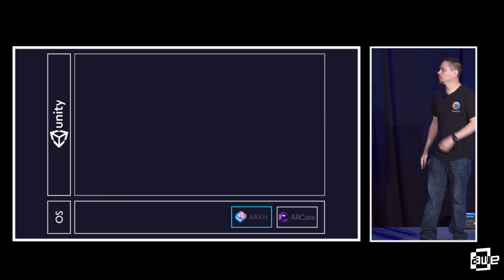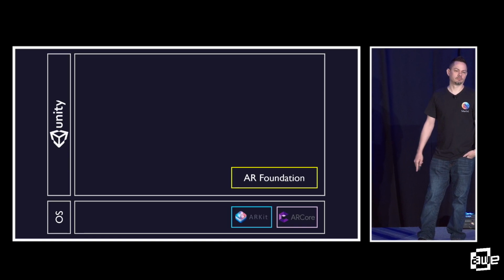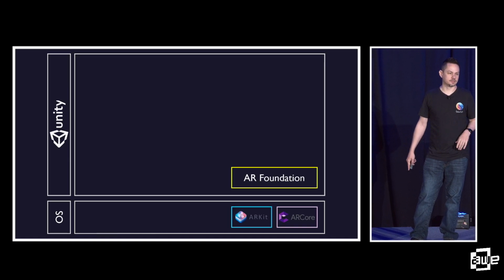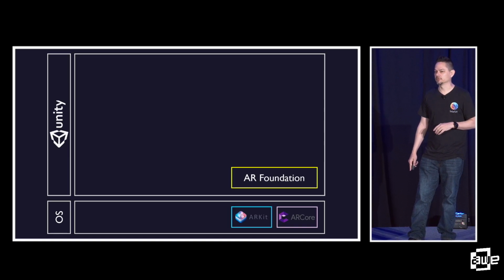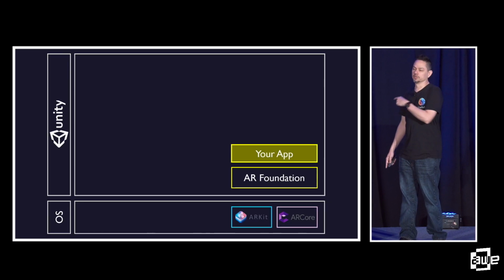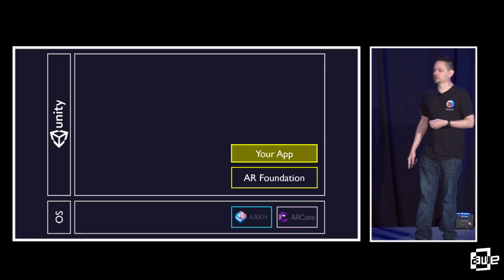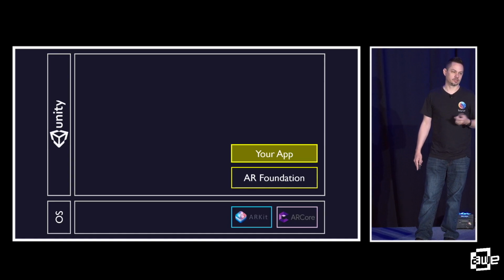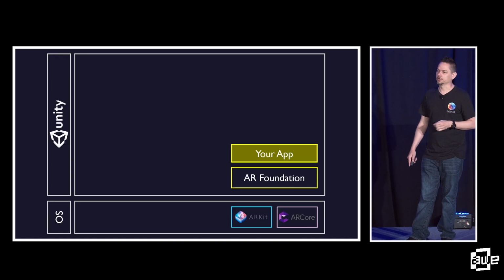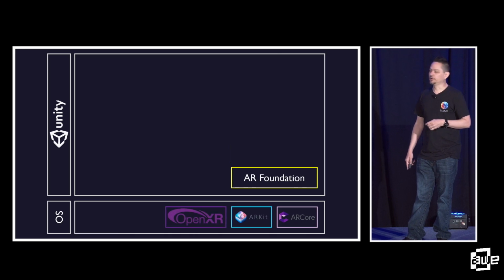And so Unity came along and said, oh, I can make one layer that unifies these things, and if I build a Unity app, then it runs on those two platforms. So if you built your app on AR Foundation, then it would run on ARCore, ARKit, you're good to go, and you could still do this today. You can still write an app that just targets AR Foundation. But then along came this thing called OpenXR, which was awesome for the industry.